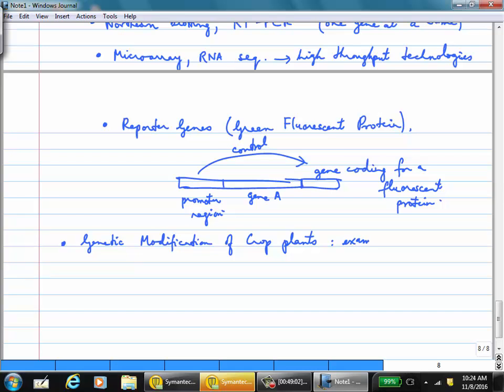Example: producing rice with enhanced beta carotene.